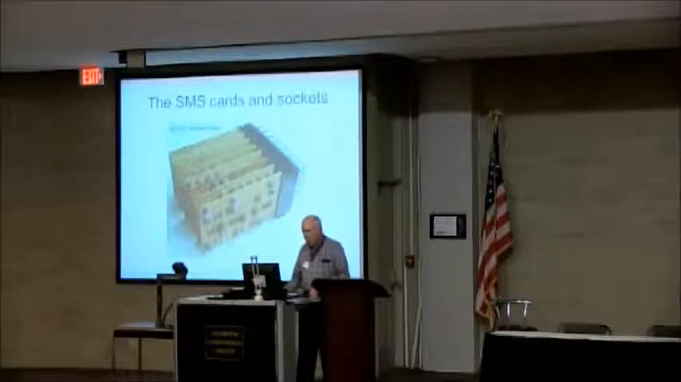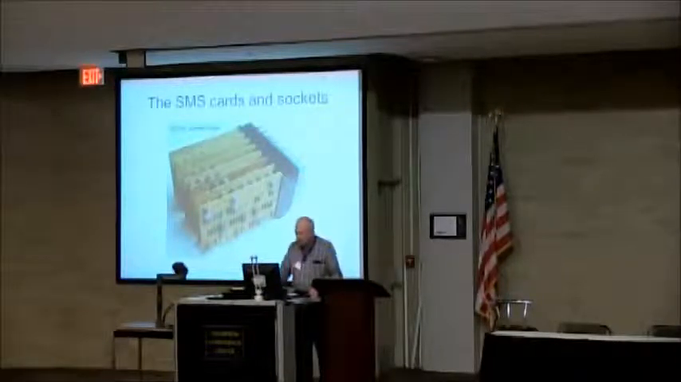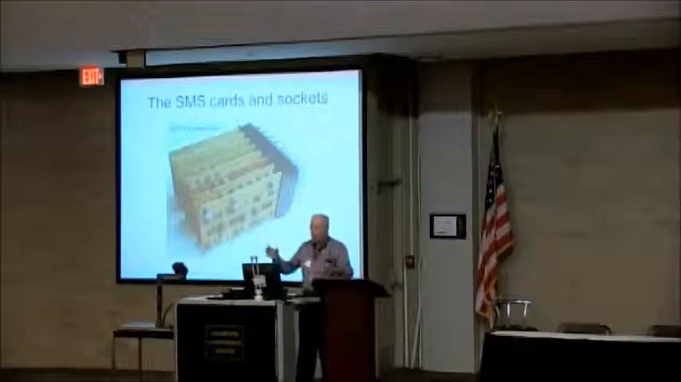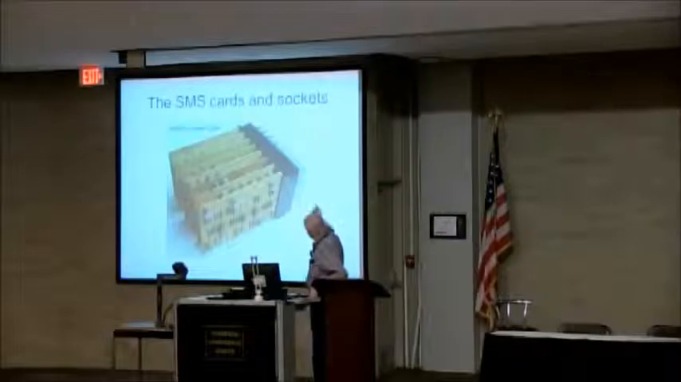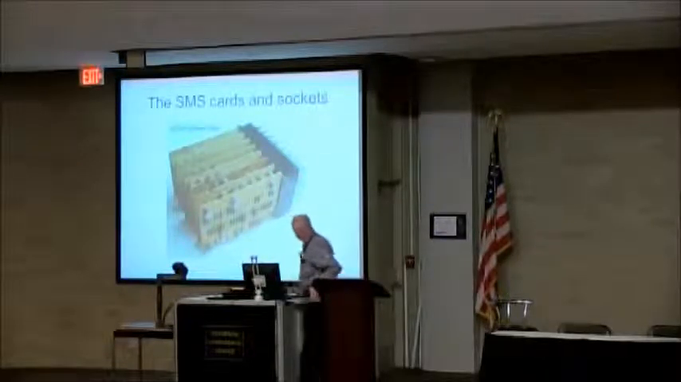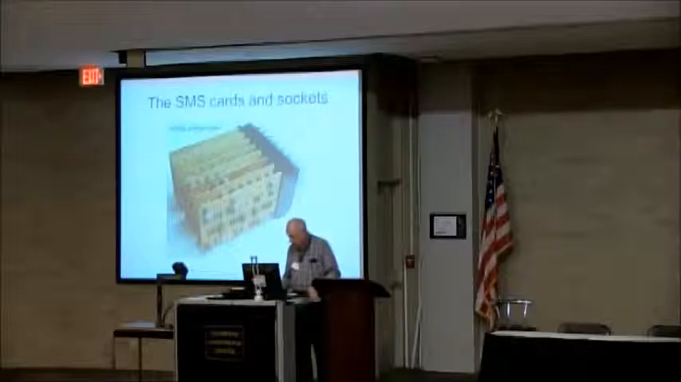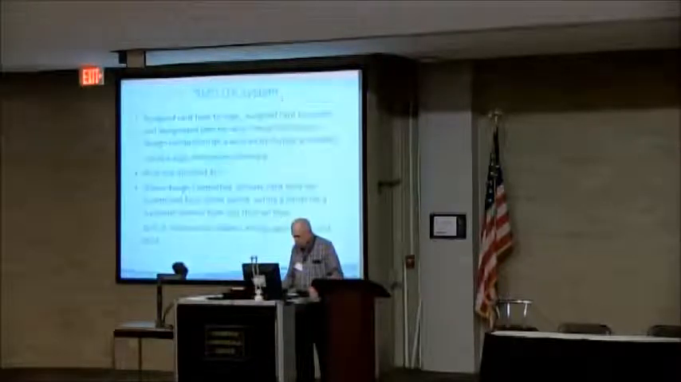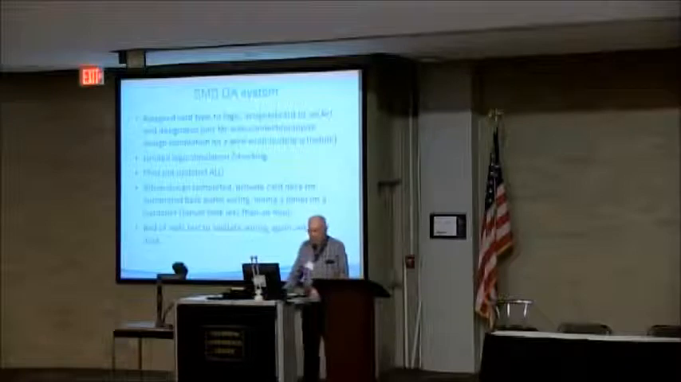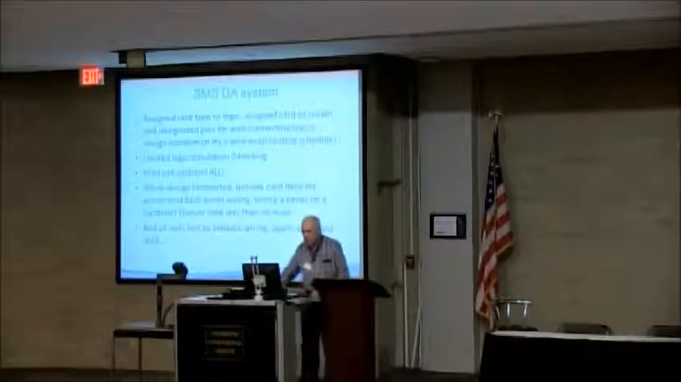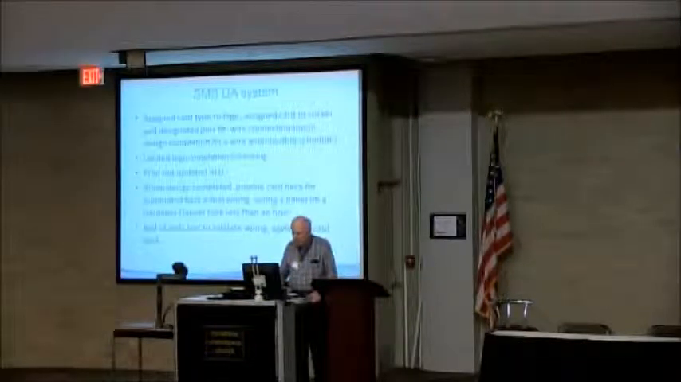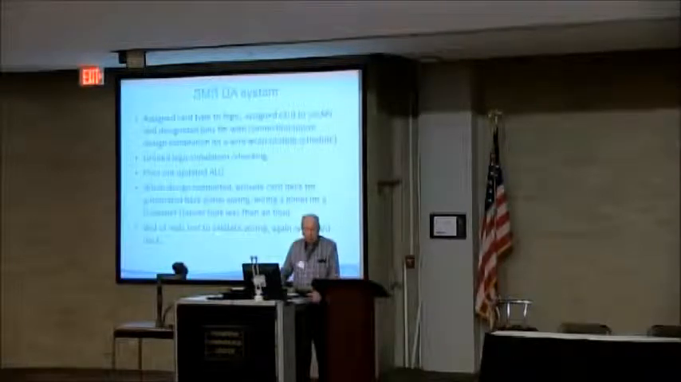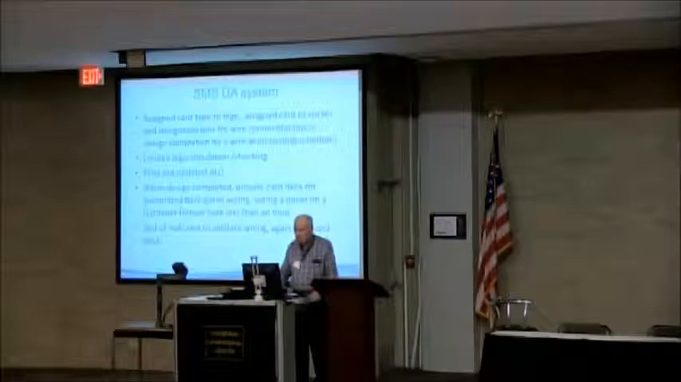Cards fit into the sockets, and 4 of these molded sockets would form a row, and 10 rows would form a panel. And you could see the square pins coming out at the right side to be wire wrapped. Now, the amazing thing about this was the design automation system. As I say, it assigned card type to logic, assigned card to a socket, designated pins for wire connection, and did a wire wrap routing system, like a place and route, effectively, when it was all done.